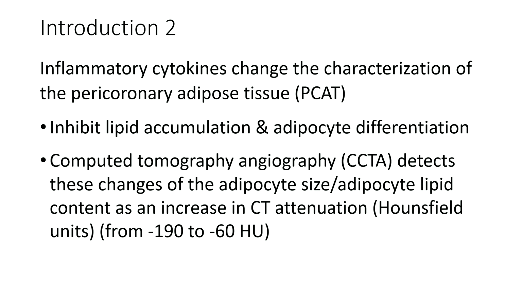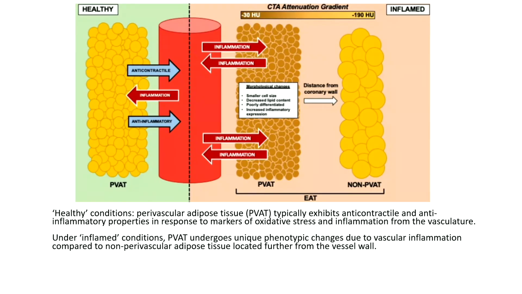as an increase in CT attenuation, Hounsfield units, and the more minus 190, I always get confused also with the strain, minus and positives, etc. But minus 190 is good, and if you go in the direction of minus 60, that's bad. Then you start to get inflamed tissue. This is what it looks like. I think this is a very nice graph.